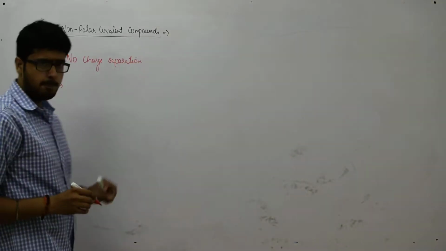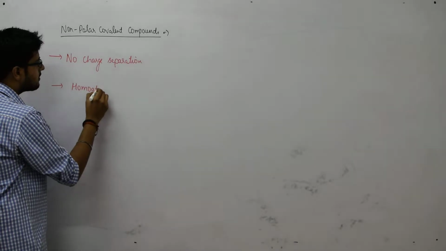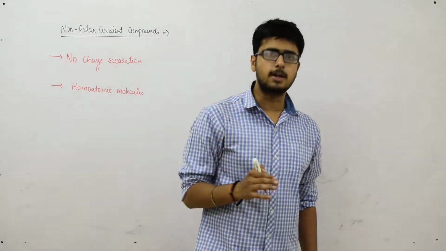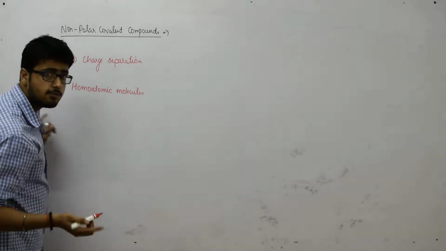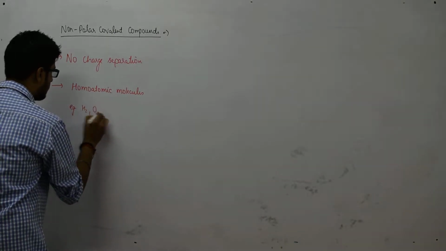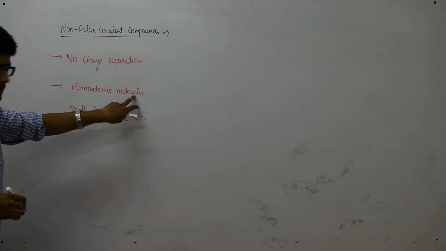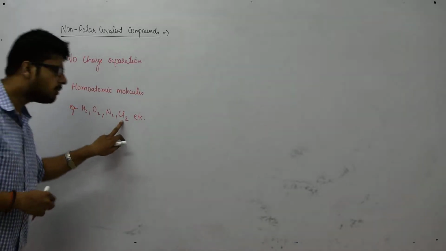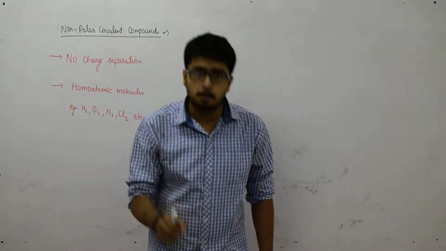Second thing, in non-polar covalent compounds, all the homoatomic molecules are examples of non-polar covalent compounds. Homoatomic molecules mean that both the atoms which are forming the molecule are of the same nature. Like for example, we have H2, O2, N2, Cl2. All of these are examples of homoatomic molecules, because in hydrogen both are hydrogen atoms, in oxygen both are oxygen atoms, in nitrogen both are nitrogen atoms, and in chlorine both are chlorine atoms. So the most important thing is all the homoatomic molecules are non-polar covalent compounds.